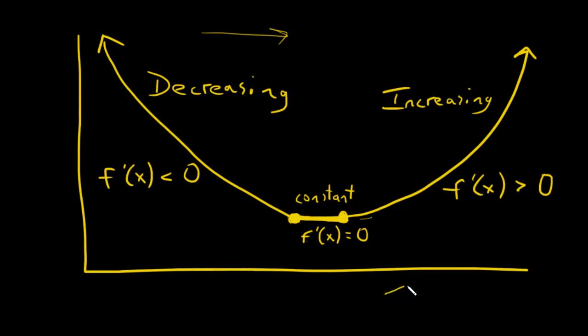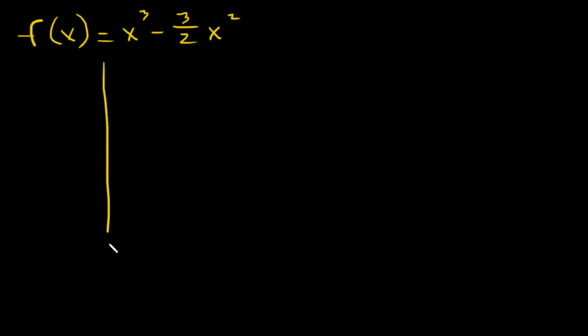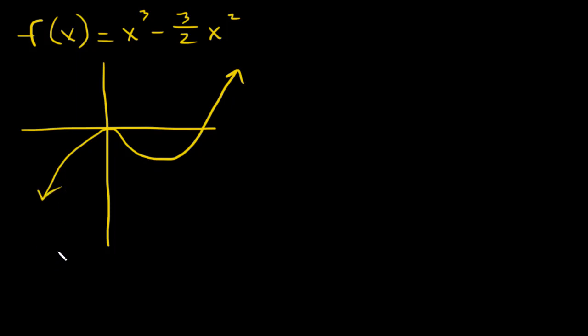Our good friend, let me clear this. f of x equals x cubed minus 3/2 x squared. Remember that? That's the one that looked like this. It went like that and then did something like that. So we had this point was at 0, 0, and this point we found was at 1, negative 1/2.